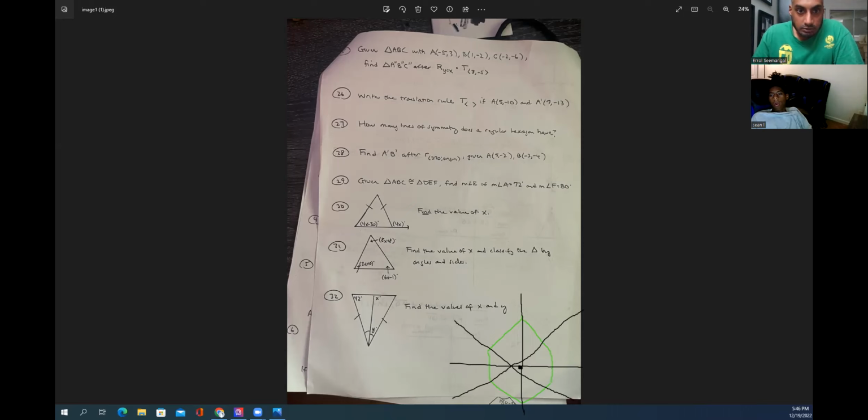All right, 28. Find A prime, B prime after a 270 rotation about the origin given. A is that, B is that. Okay, so we're rotating the X 270 degrees, and we're rotating the Y about the origin. For this one, 5, -2, and -3, -4. All right, so let's draw a little diagram.